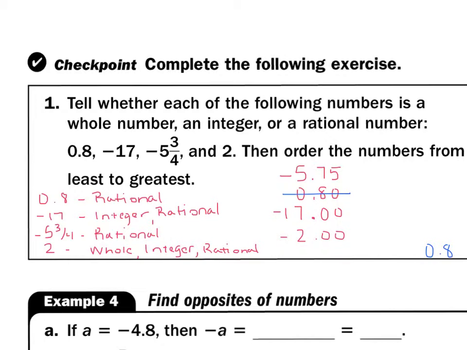Now, how small a negative number is has to do with the whole number in front of it. So the bigger the number, 17, with a negative sign in front of it, makes it the smallest number. So -17 is going to go first, then -5.75, then -2. And these are ordered from least to greatest.